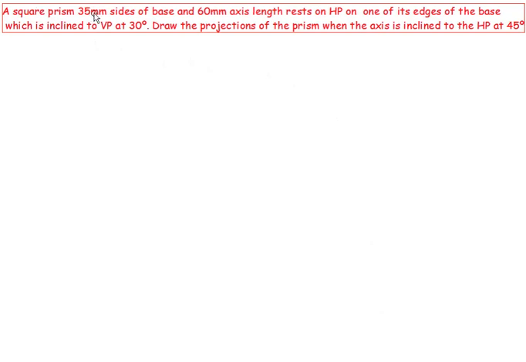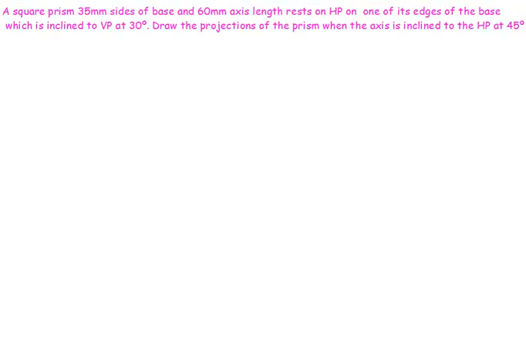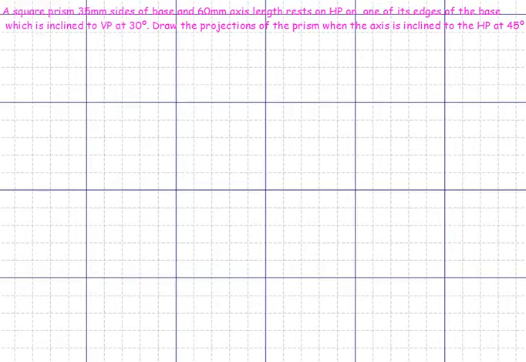Now the important thing is how we are going to solve the given question. The square prism, 35 side of base and 60 axis length, rests on HP. In this problem, whatever we solve is going to be resting only on HP, on one of the edges of the base. First, I'm going to draw a thin line. I'll show the grids. Keep this line till here. Make sure that it's a thin line.